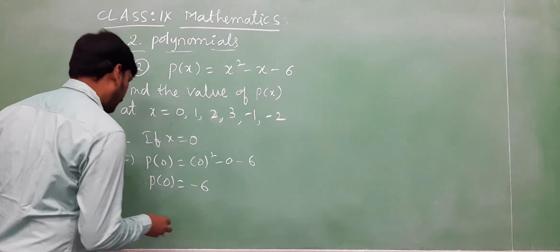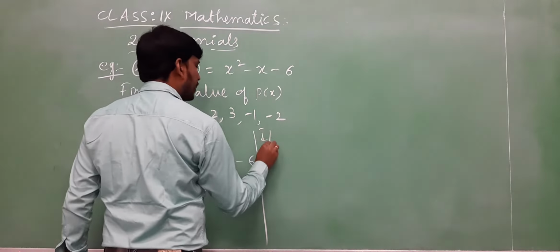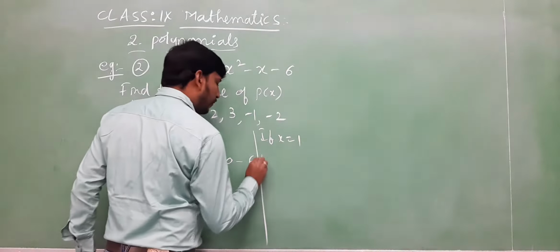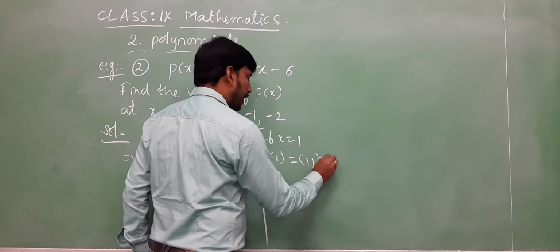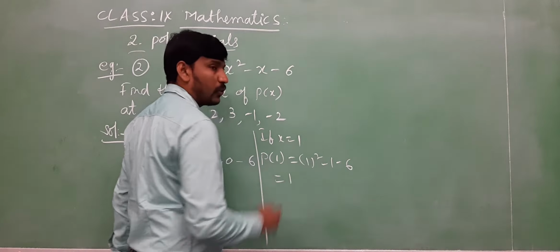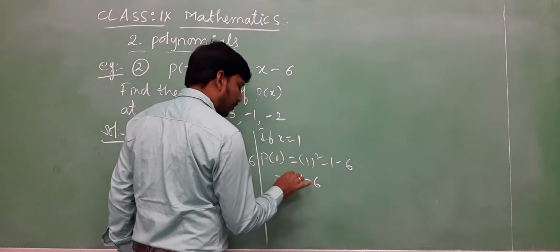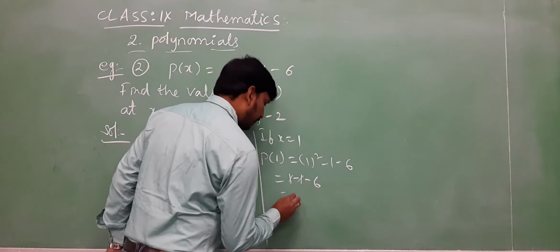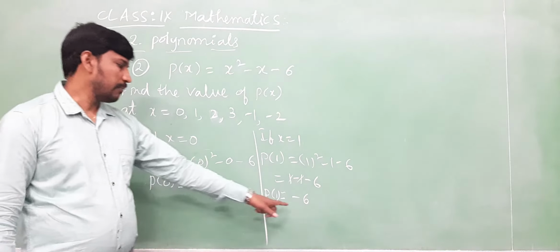Now let us find out, the next one is what? If x is equal to 1. So what we are going to do? p(1) equal to 1 squared minus 1 minus 6. 1 squared is 1 only, that is 1 into 1, which is 1. Minus 1 minus 6. So the 1s will be cancelled because 1 minus 1 is 0. 0 minus 6 is minus 6. Again here we got p(1) also as minus 6 only.